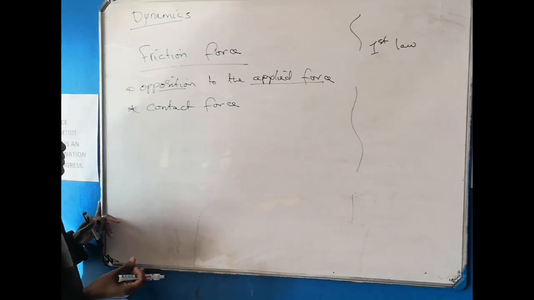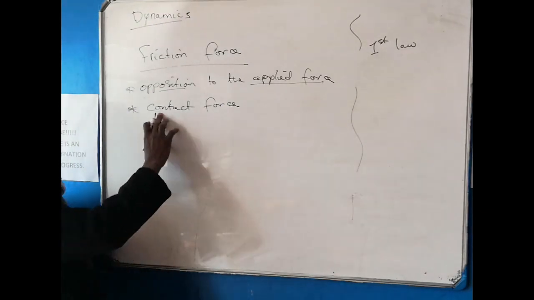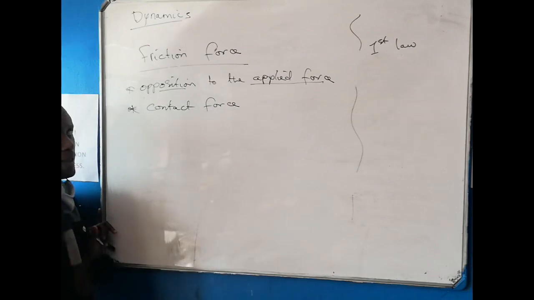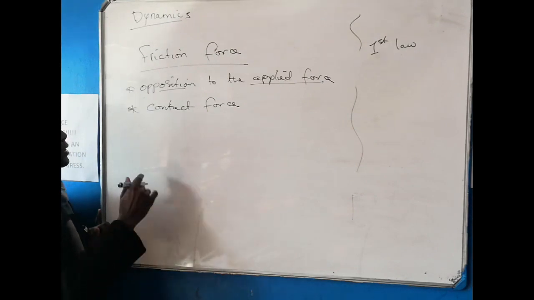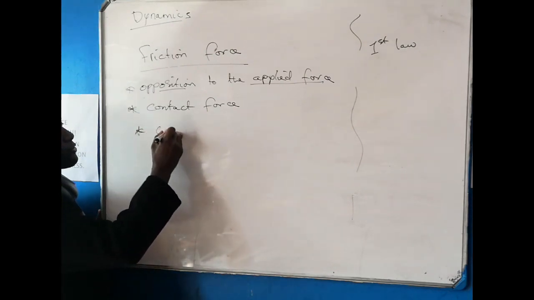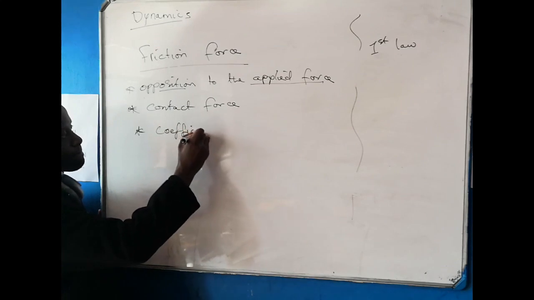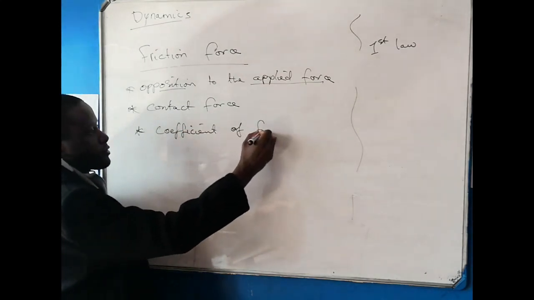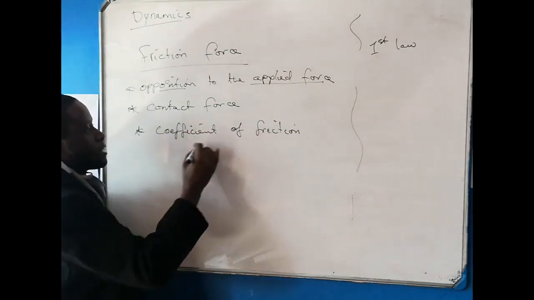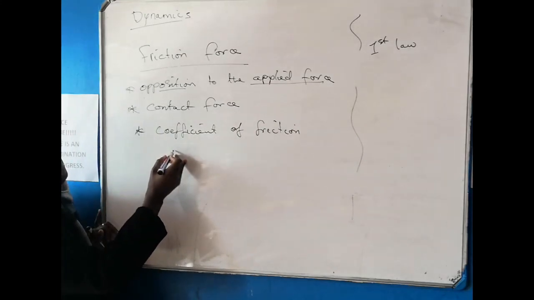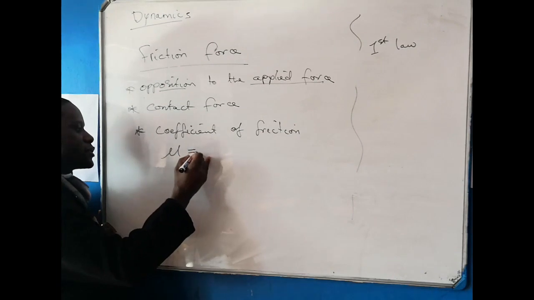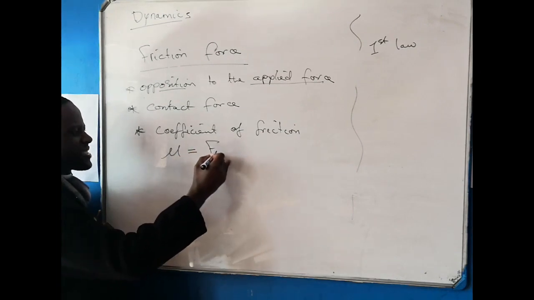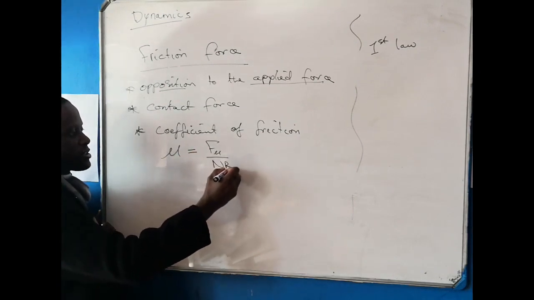Therefore, if the surface is very rough, there will be more friction. If the surface is smooth, there will be less friction. Okay? Then you'll be looking at what is known as the coefficient of friction. Coefficient of friction, represented by that symbol, is a ratio between the friction force and the normal reaction force.